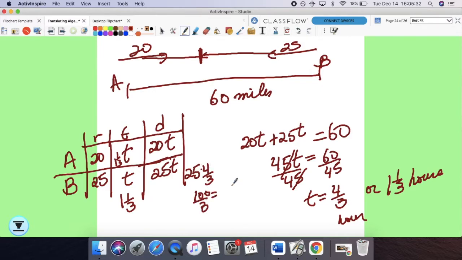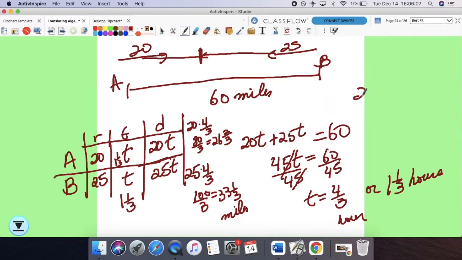If you change that to a mixed number, that would be 33 and 1/3. So car B drove for 33 and 1/3 miles. Car A, it's 20, and I'm going to use the improper fraction, 20 times 4 over 3, which is 80 over 3. 3 can go into 80 26 times, which is 78, and so we have 2 left over 3. So car A drove for 26 and 2/3 miles.